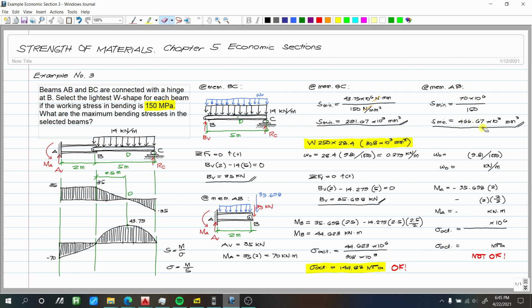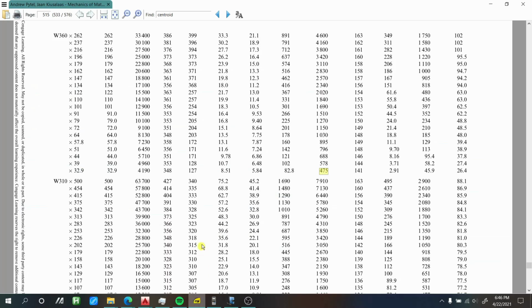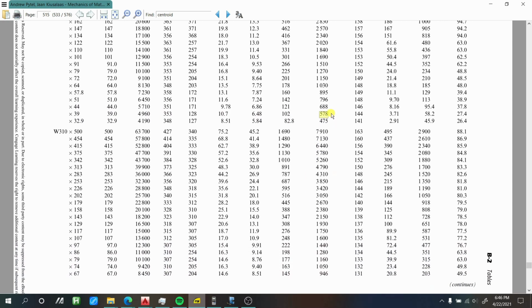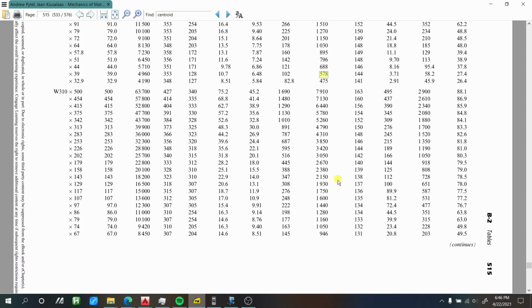So, 466.67 sa 475. Hindi tayo safe sa 475. Ibig sabihin, palakihin pa natin yung member. Para maging malaki yung ating member, pipili tayo ng mas malaking S, pero dapat medyo malapit rin naman. So, 475. Ang kasunod niya is 578. Ang weight naman niya is 39. So, hanap pa tayo.